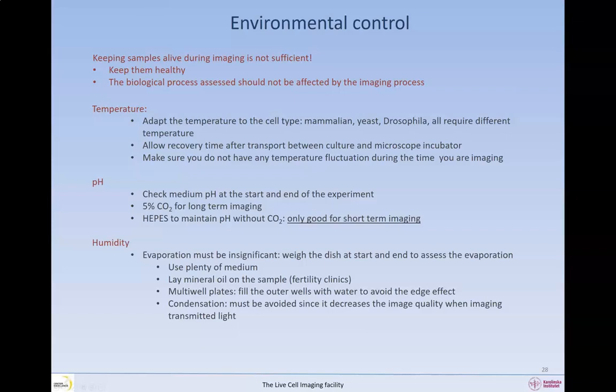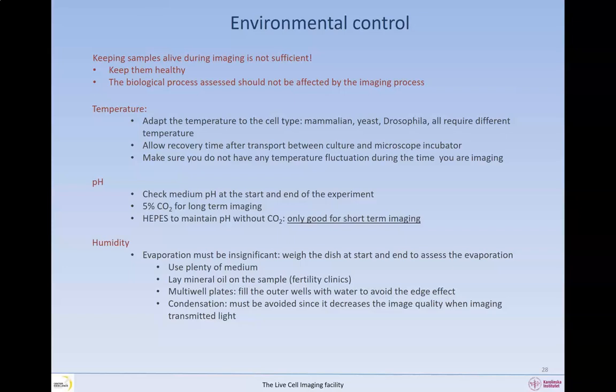A humidified atmosphere is very important to minimize evaporation, as this leads to a concentration of the electrolytes in the medium and changes in pH. There is always more evaporation in a microscope incubator than in a cell culture incubator. Weigh the dish medium before and after the imaging session to estimate the evaporation. Evaporation or changes in osmolarity must be insignificant.